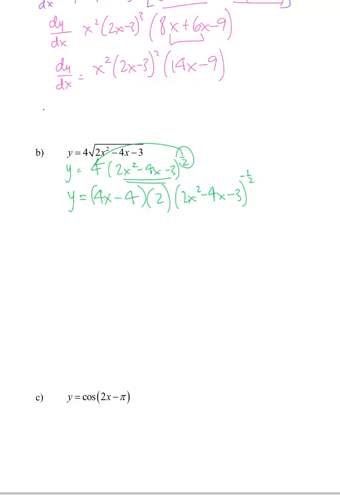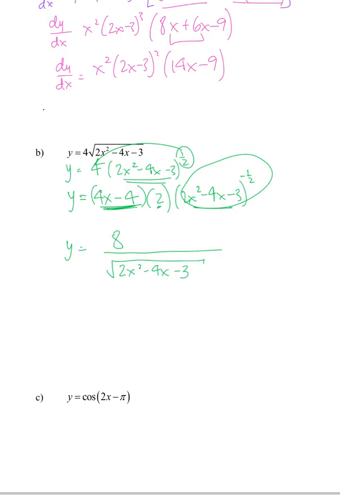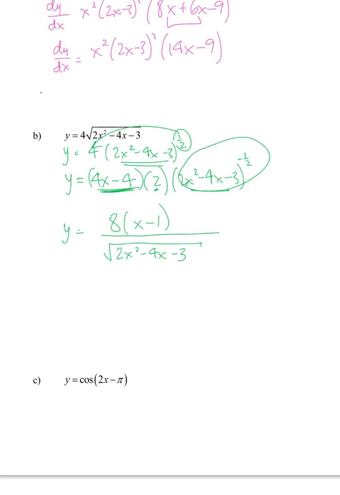All right, now continuing, all of it is going to move into the denominator, right? It's going to be the square root of 2x squared minus 4x minus 3. And up top, this is factorable. I can take a 4 out of there. So when I take the 4 out of here and multiply it by this 2, I now have 8 times (x minus 1). Okay, let's move it on up.